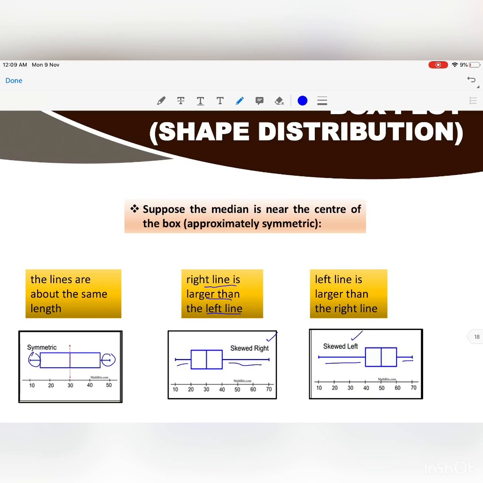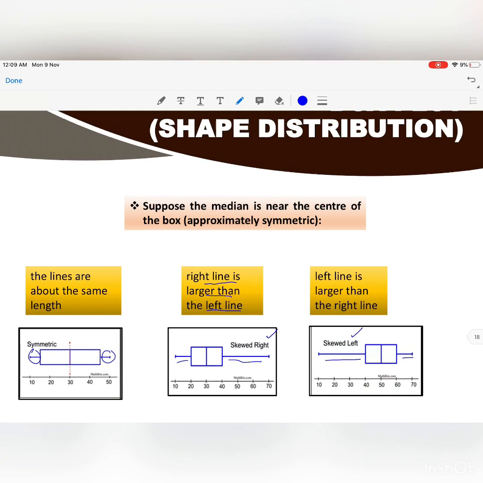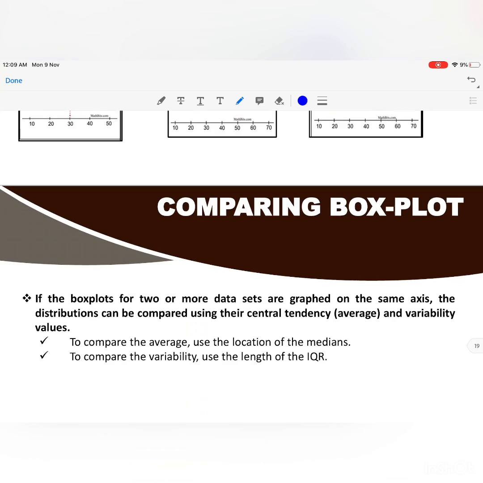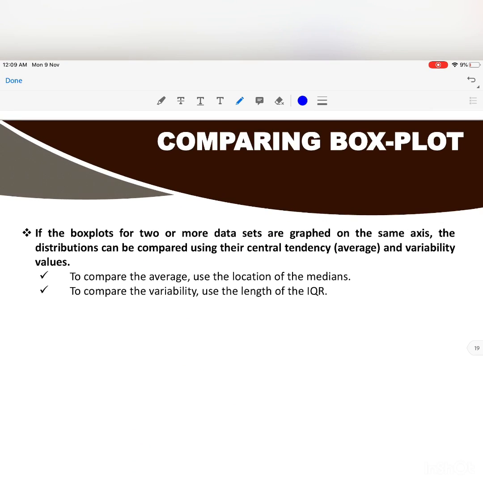So besides looking at the location of the median in the box, you can also look at the lines and compare them. If you have two box plots on one axis, you can compare the box plots. You can compare the average and also the variability. How to compare the average? To compare the average, use the location of the medians, by looking at the location of the median.